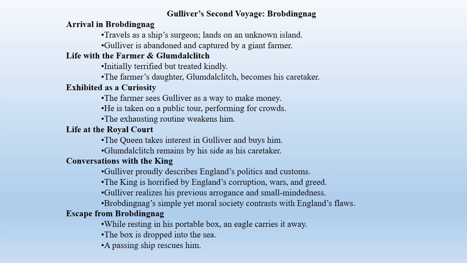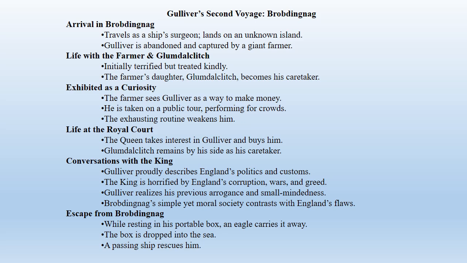The farmer assigns his daughter, Glumdalclitch, to care for him, and she looks after him with great affection. Seeing potential profit in his unusual captive, the farmer takes Gulliver on a tour across the countryside, exhibiting him like a curiosity. Crowds gather to marvel at the miniature man, paying to see him perform tricks. As this exhausting routine begins to wear Gulliver down, his fortune changes when the Queen of Brobdingnag takes an interest in him and purchases him from the farmer.